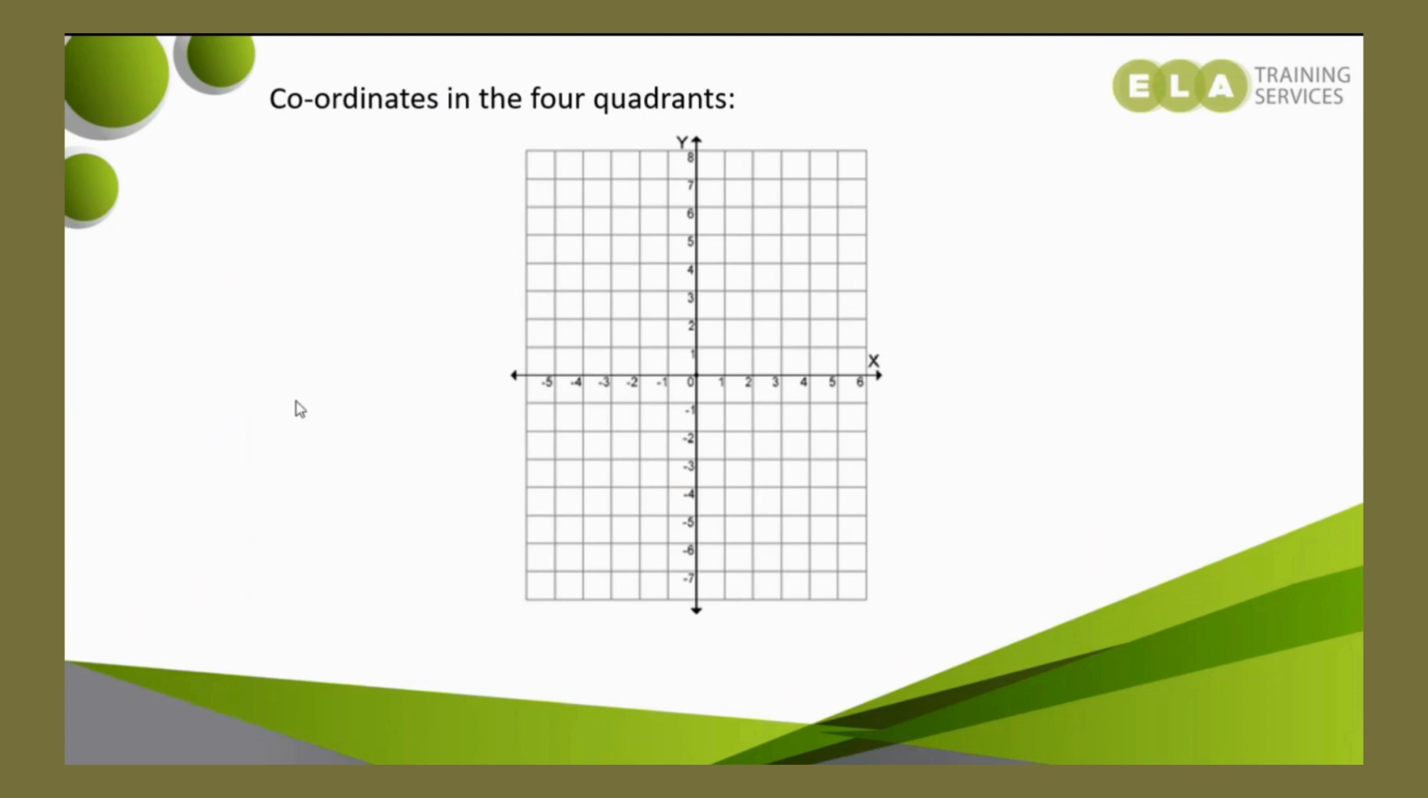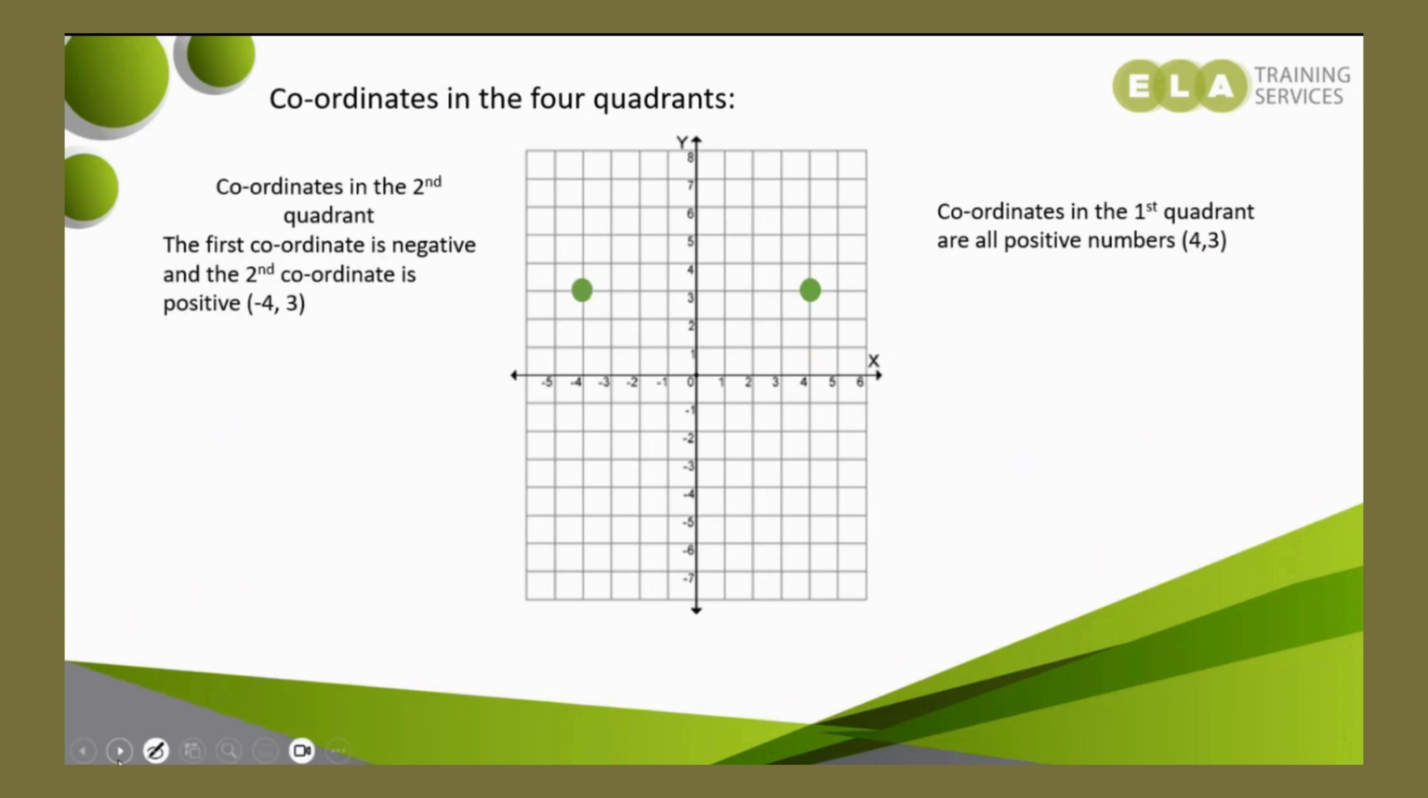So the coordinates of 4 quadrants. Here we have the first quadrant, and when all your numbers are positive, we write our coordinates in brackets with a comma in between. So we've got 4 and then 3. Our next quadrant is one number is positive and the other one is negative. So as we can see, our x-axis is negative at -4, but our y-axis is positive at 3. So our coordinates will be -4, 3.